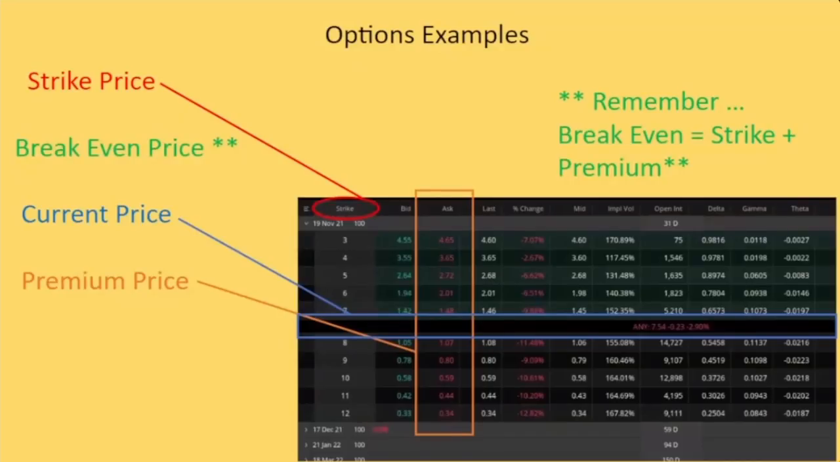The strike price there, again, it tells you the strike price. But here is the important thing, especially for Webull. Nowhere on this screen does it tell you the break-even price. But we can use that formula to figure out the break-even price on any one of these on the screen. So for instance, let's look at that $6 call option, the $6 strike. The ask for it is $2.01. It's a $6 strike. So we know that the break-even price is going to be $8.01.